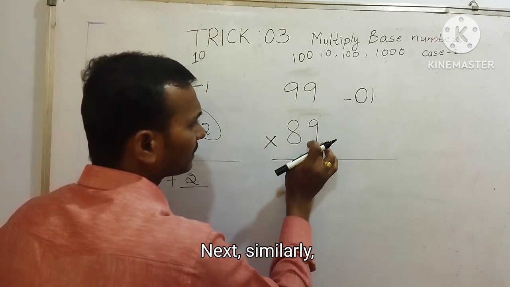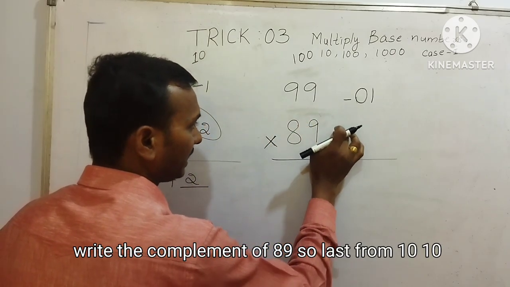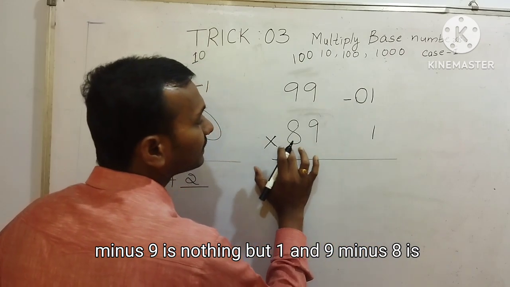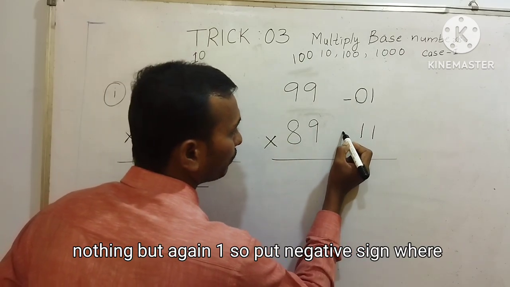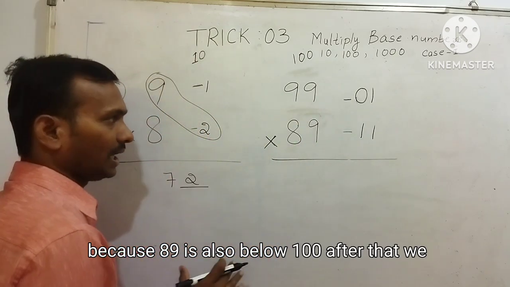Next, similarly, write the complement of 89. So last from 10. 10 minus 9 is nothing but 1. And 9 minus 8 is nothing but again 1. So put a negative sign. Why? Because 89 is also below 100.